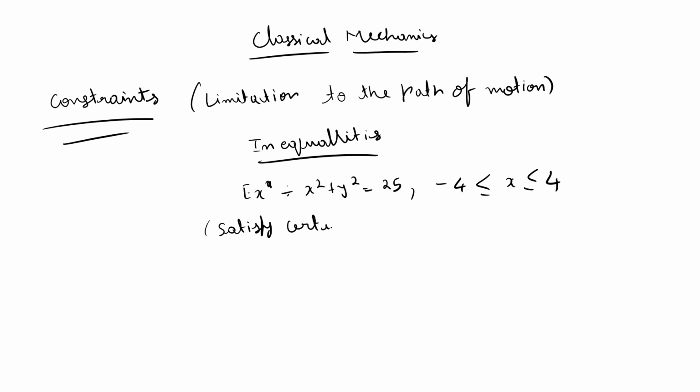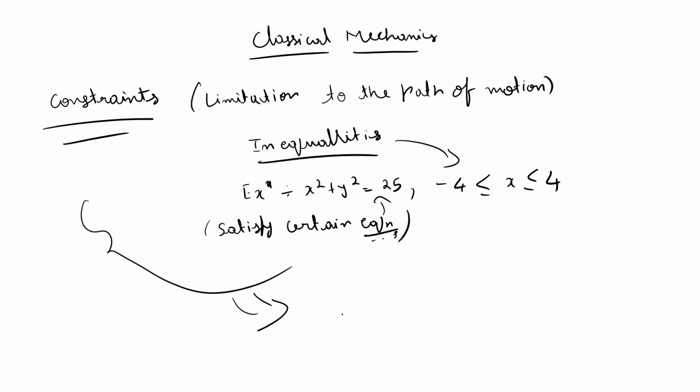It can satisfy certain equations, or let us say certain inequalities. Then you call such a situation as something being under a constraint. Okay, so that's just the basic meaning of constraints.